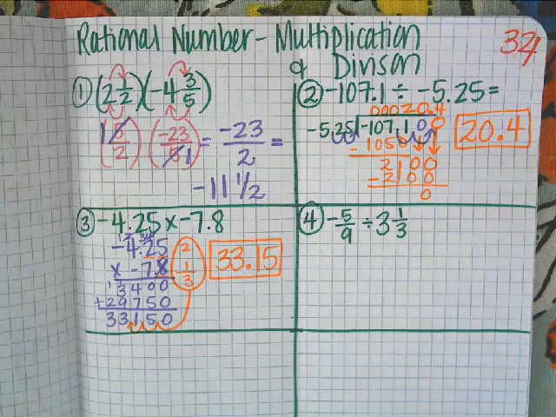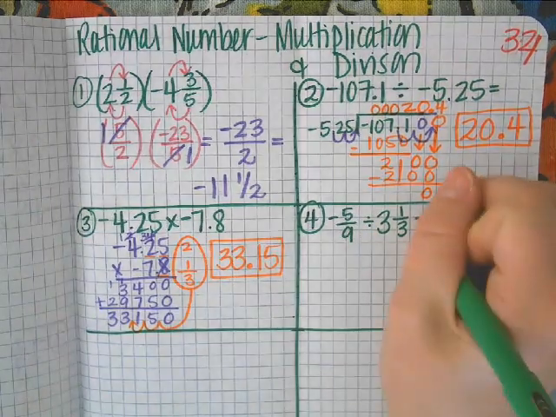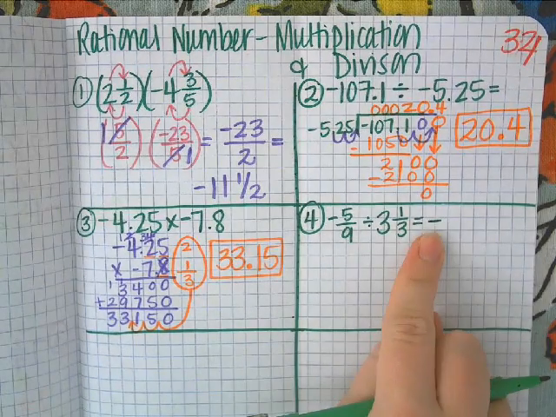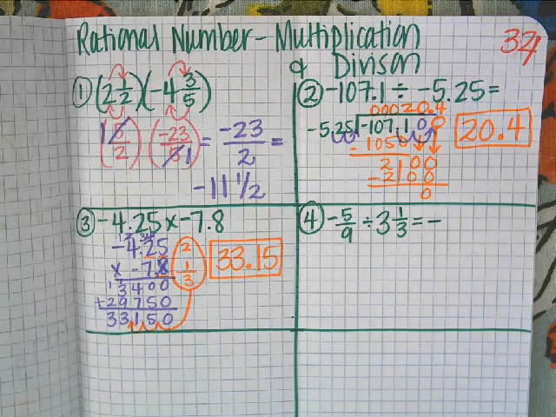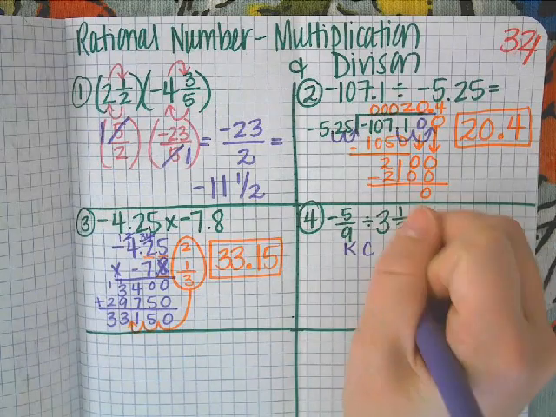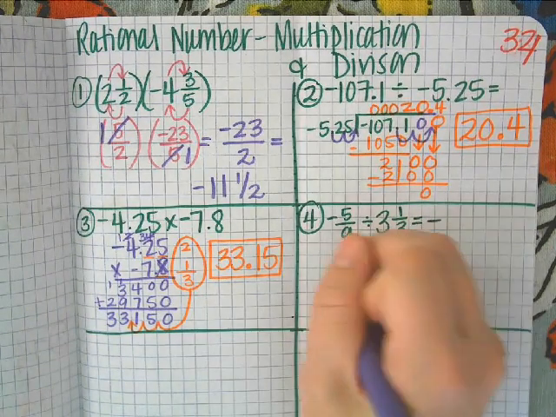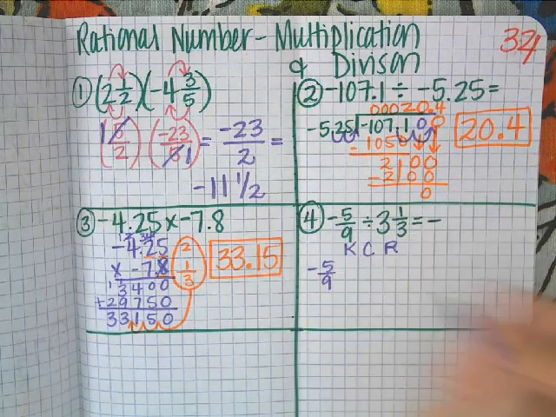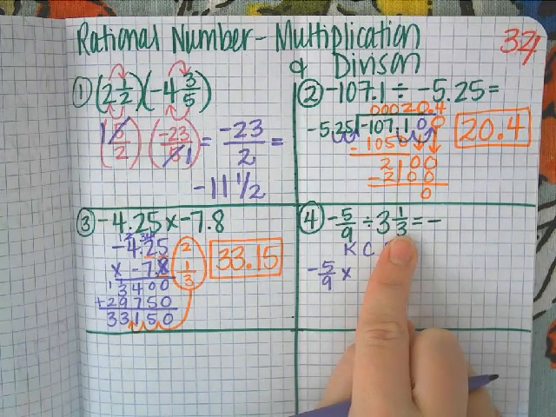For question number 4, we're working with fractions. We have a negative 5/9 divided by a positive 3 1/3. A negative divided by a positive is going to leave me with a negative. I go ahead and write my negative sign so I don't forget it in the end. Remember, when we divide fractions, we're actually going to do keep, change, and reciprocal or flip. So I'm going to keep negative 5/9. I'm going to change it to multiplication, and I would do the reciprocal of 3 1/3.